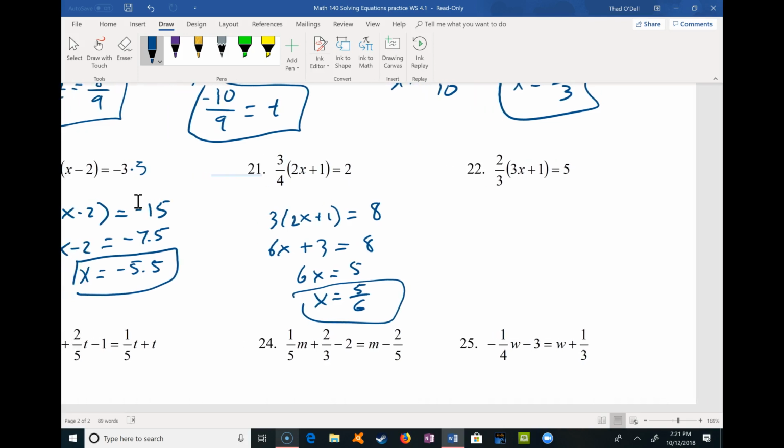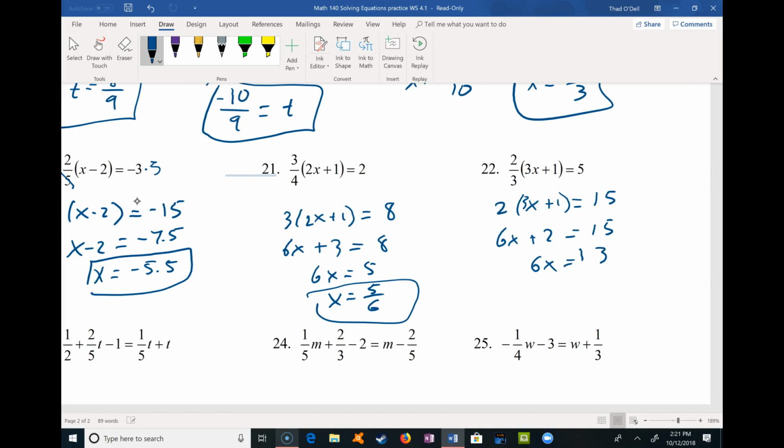Okay, over here, same idea, multiply both sides by 3, so I get 2 times (3x plus 1) equals 15. And I'll distribute again, so that'd be 6x plus 2 equals 15. Subtract 2 from both sides, and I get 6x is equal to 13. Divide by 6, and I get x equals 13/6.